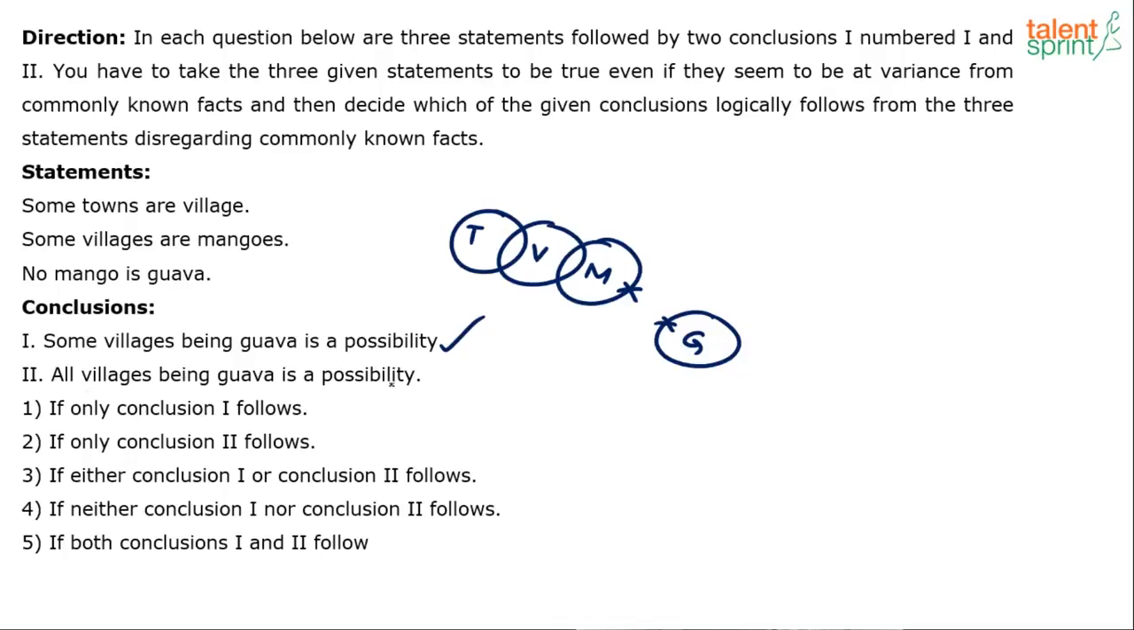All villages being guava is a possibility? No. All villages being guava is not possible, because if all the villages go inside guava, these mangoes will also go inside guava. But we know that mangoes and guava should not touch each other. So only conclusion 1 follows as the answer. Right? Only conclusion 1 follows.